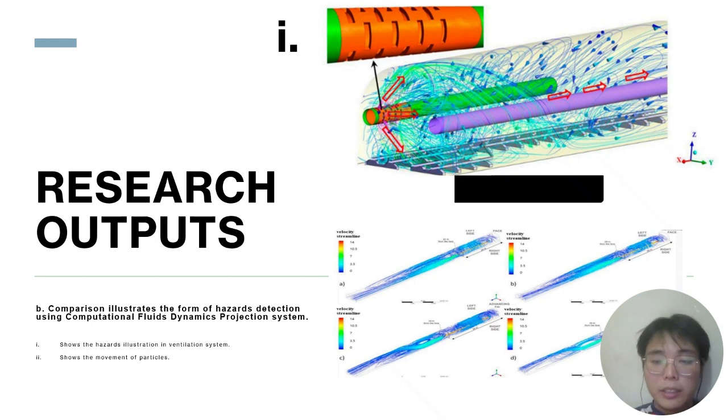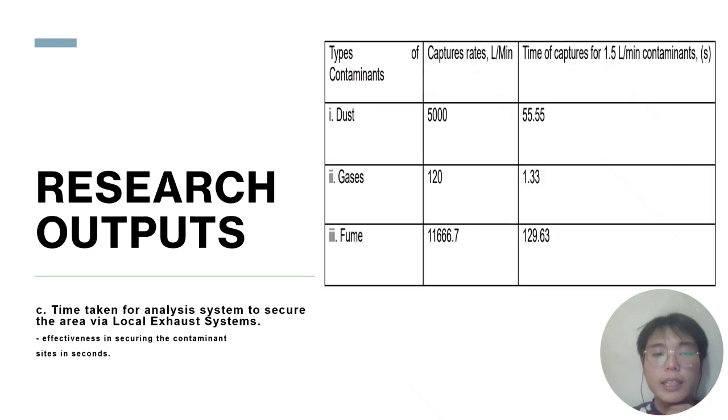Other than the hazards, it can also analyze the dust and particles inside the mining system. As shown in diagram number 2, the diagram clearly shows the dust and particles inside the mine system. Blue indicates a low level of dust particles, while green indicates a medium level of dust and particles. If there is a high level of dust and particles, it can be shown through the colors in the system. Lastly, it will be the research outputs.